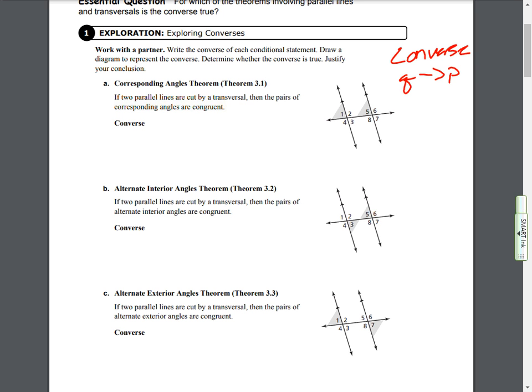Okay? Let's look at this first statement. If we want to write the converse: if two parallel lines, there's my P, are cut by a transversal, then the pairs of corresponding angles are congruent. There's my Q. And we want to write if Q, then P. So let's start with writing the converse.